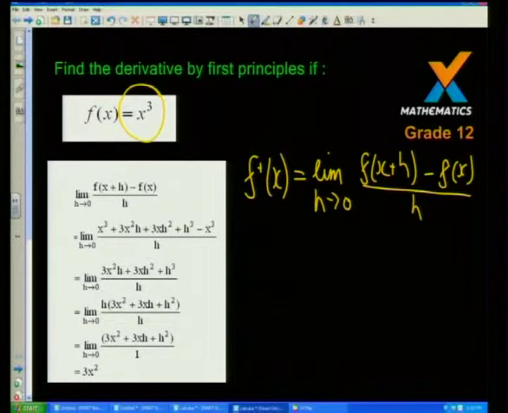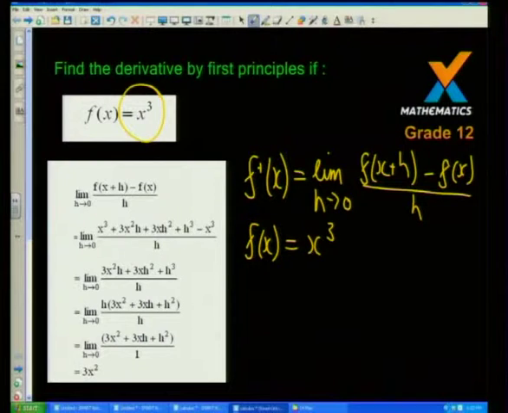We've got f of x is equal to x cubed. So what's the first thing we know? We know f of x is x cubed. What do we want to know? We want to know what is f of x plus h.